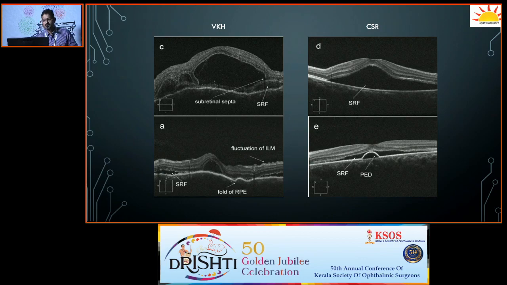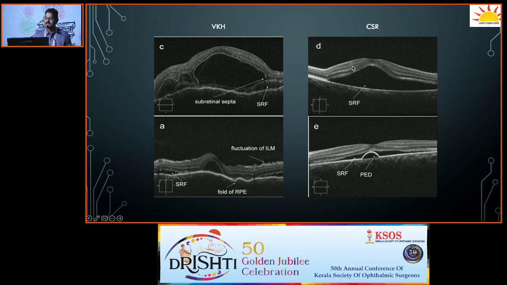Now, if you look at the OCT, we'll go from bottom to up. So you look at the RPE over here. The RPE in CSR will be completely straight, except for the small PEDs, clear PEDs here. Otherwise, the rest of the RPE will usually be very clear, unless it is a chronic CSR, where you might see RPE disturbance, but still the shape of the RPE is well maintained. Whereas in VKH, it will be a lumpy, bumpy RPE. You will see multiple folds of the RPE.